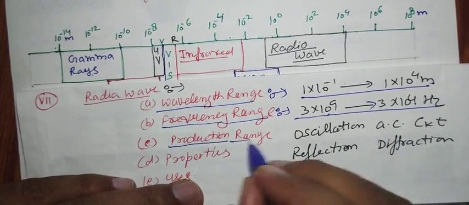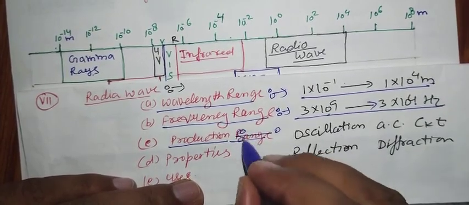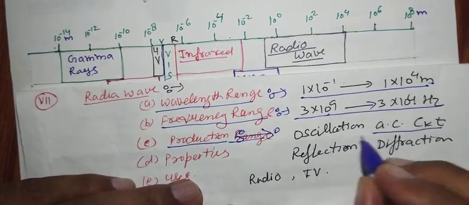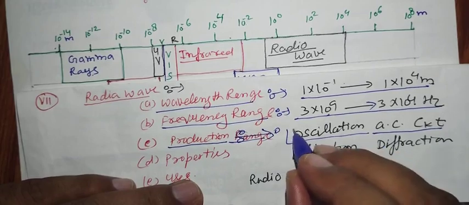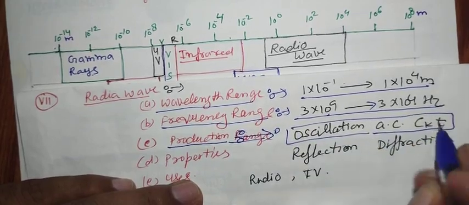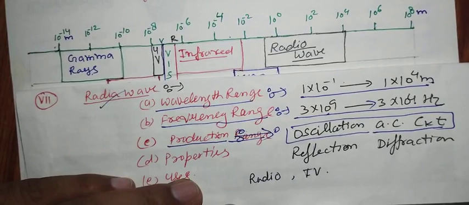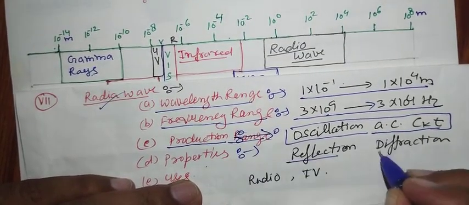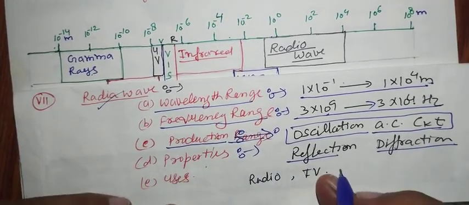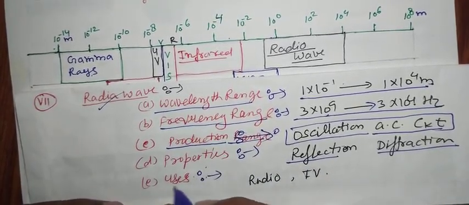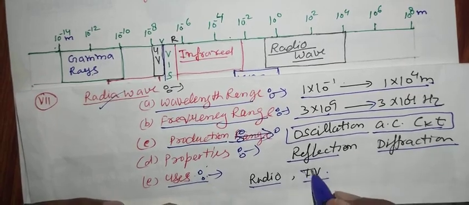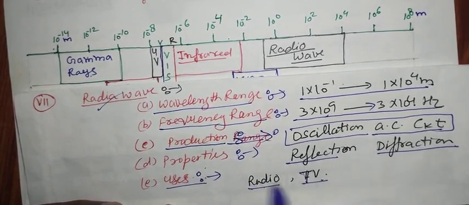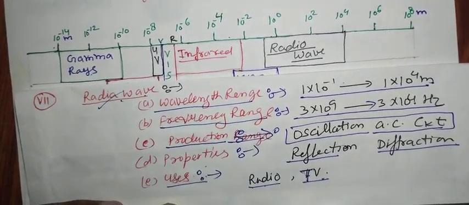Production: it is produced by alternating circuit; oscillation of an alternating circuit produces radio waves. Properties: the phenomena of reflection and diffraction are shown by it. It is used for communication purposes in radio and television. The radio signals and TV signals are sent in the form of radio waves.